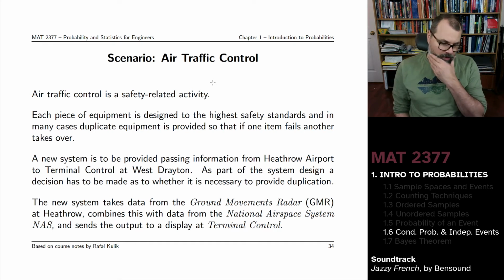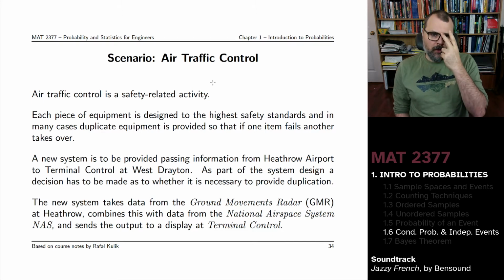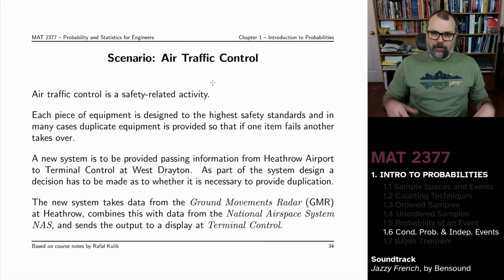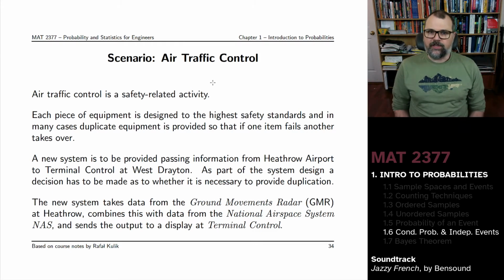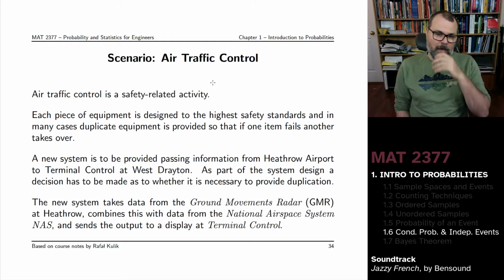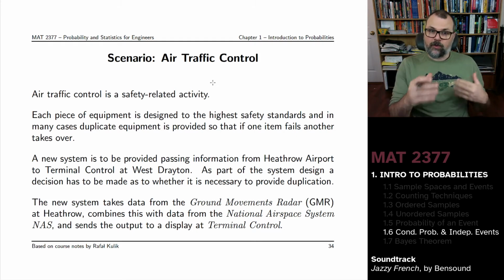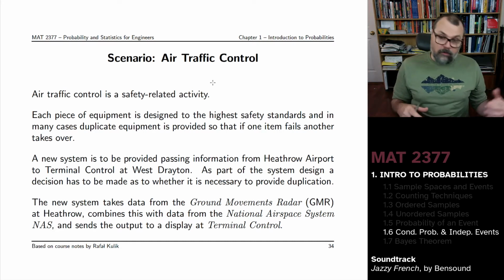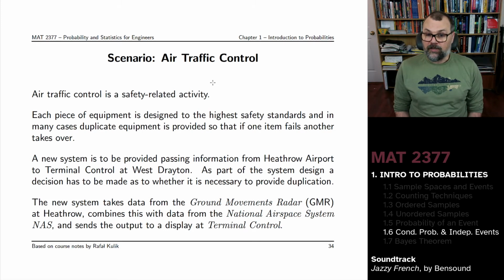Let's look at another example here. Question of air traffic control. So it's a safety-related activity, right? You have a piece of equipment, and that piece of equipment is designed to the highest safety standards, whatever that would mean. And in many cases, you have duplicate equipment so that if one of them fails, or if a part fails, the other part can take over. At least you have redundancies in there.